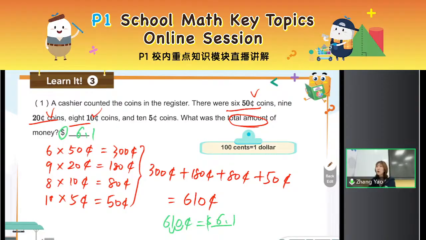Okay, this one has a lot of working, guys. We need to write a lot of equations. We need to write down 5 equations for multiplication to calculate how much was the value for each set. And then we need to add all of them up together, and you will get 610 cents. And then we convert the cents to the dollars. You will get $6.1. Okay, and I know for primary one, in school, we don't actually learn about decimals yet, but you need to know the conversion of money, okay?